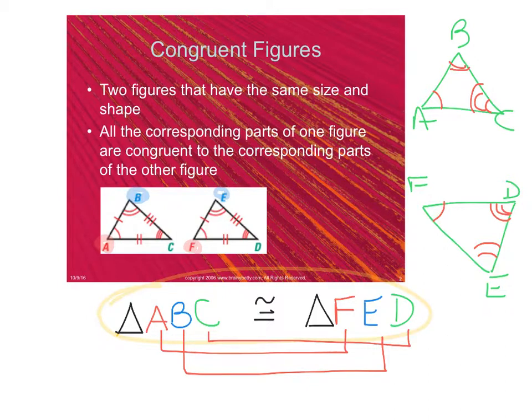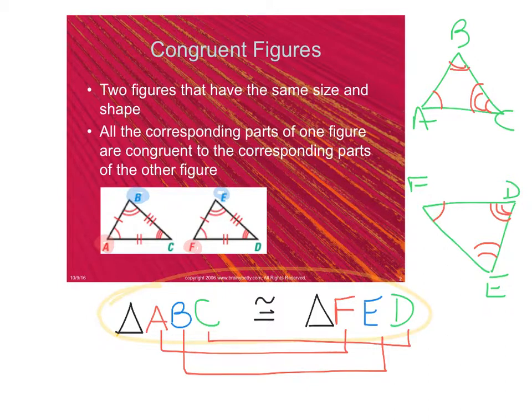So the order that you tell the triangles are congruent is important. You couldn't say that ABC is congruent to EDF, because then the angles wouldn't match. Does that make sense? So the orders need to match. The order of the letters is important.